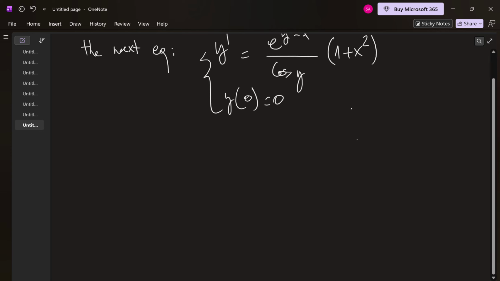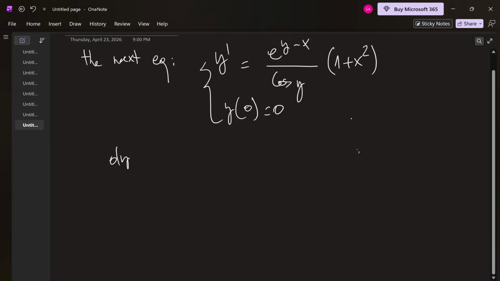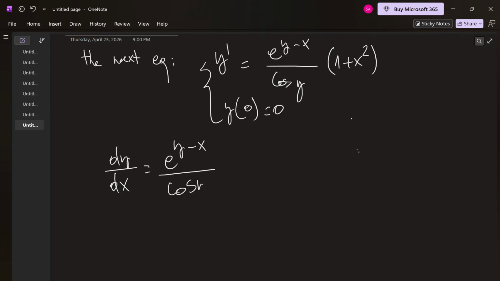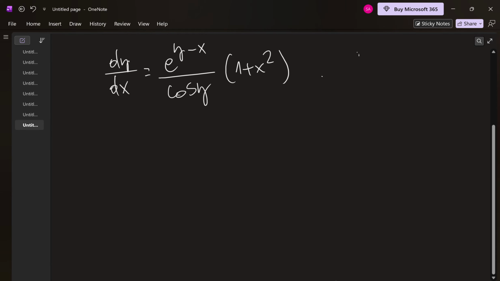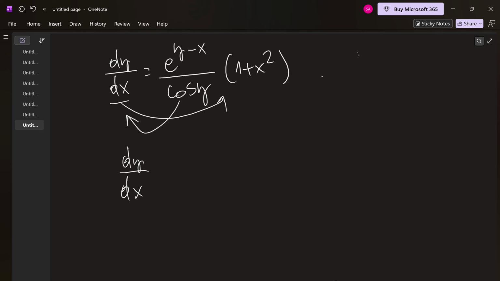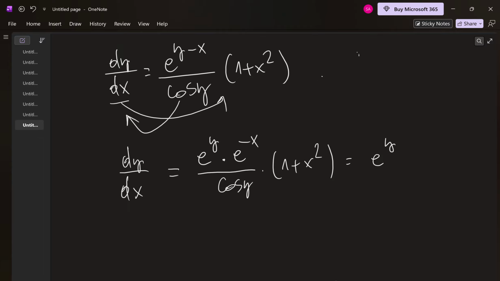So how to solve this equation? We have dy over dx is equal to exponential y minus x over cos y times 1 plus x squared. Now we separate the variables. We take this x to the other side and this to this side. So dy over dx is equal to exponential y times exponential minus x over cos y, and this is equal to exponential y over exponential x times 1 plus x squared all over cos y.